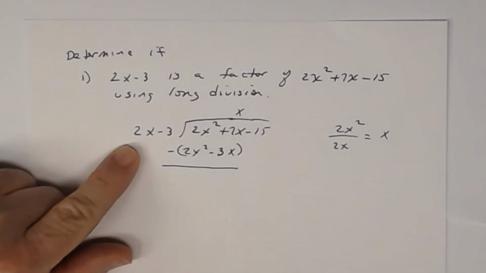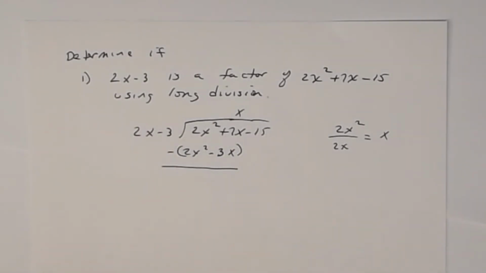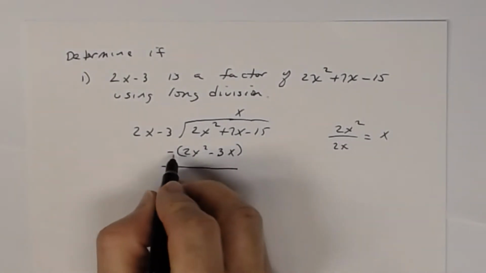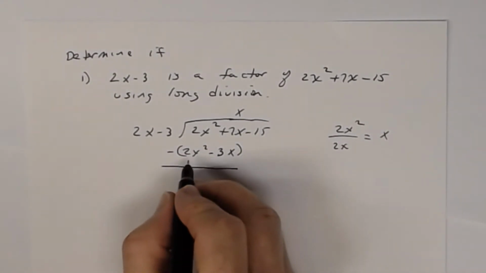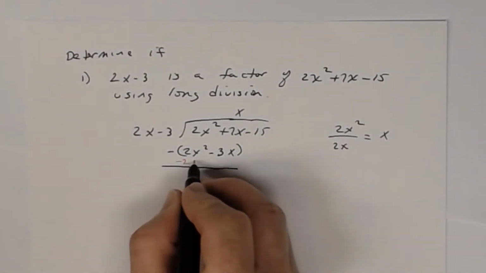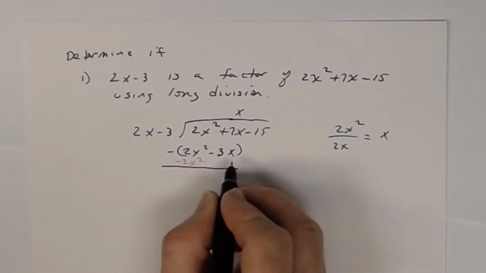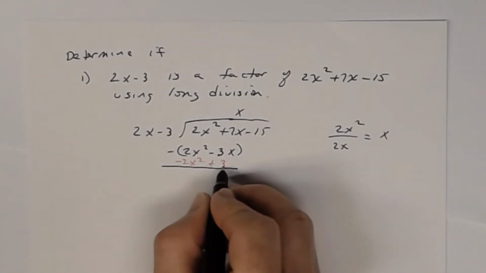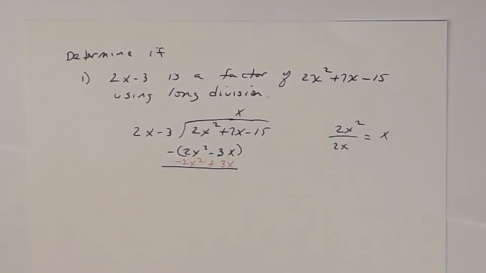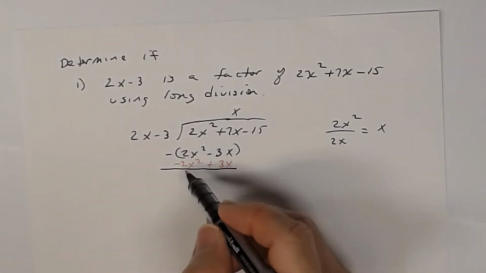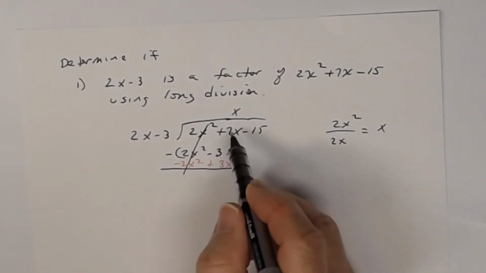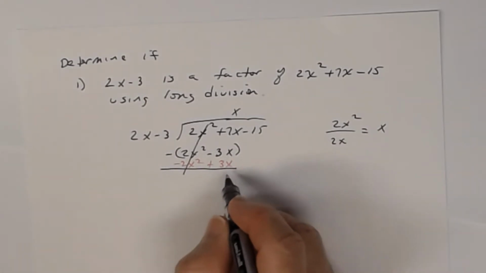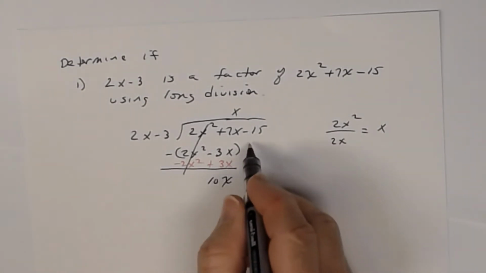Now remember our process, so if you need to write out the equivalent expression of this right here, then go ahead and do that. So the opposite of 2x squared is a negative 2x squared. The opposite of a negative 3x is a positive 3x. And so basically you're saying 2x squared and a negative 2x squared is 0. 7x and a positive 3x is 10x. And then you bring on the next term.